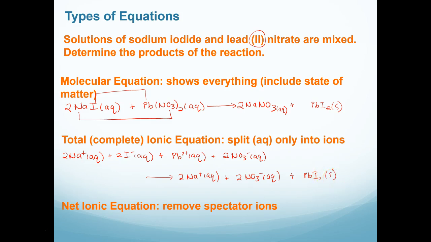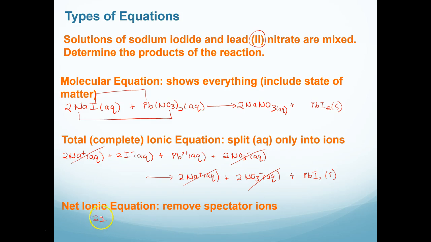And the next step is, for the net ionic equation, I want to go back and I want to cross out any ions that are the same on the reactant and the product side. And it's because if it's the same, it's not actually doing anything in the reaction. So sodium is exactly the same. Nitrate is exactly the same. It means they're not actually doing anything, right? Everything else you did not cross out, you bring down.